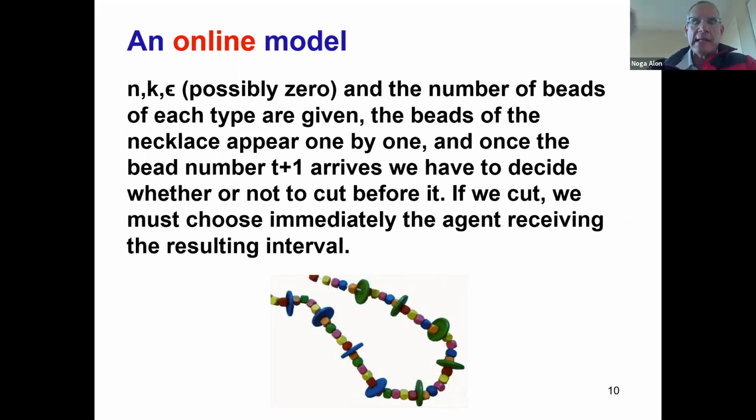So we have n, k, and epsilon. Epsilon may be 0, and we know in advance the number of beads of each type, and therefore the length of the necklace. But now we get the beads one by one. Whenever we see bead number t plus 1, we have to decide immediately if we want to cut before it or not. And if we make a cut, we have to decide to which thief the resulting interval goes. So this is an online model, and the question is what we can do here.